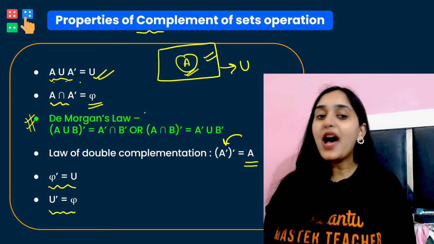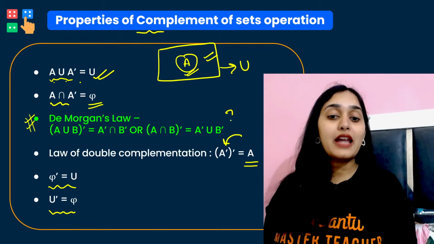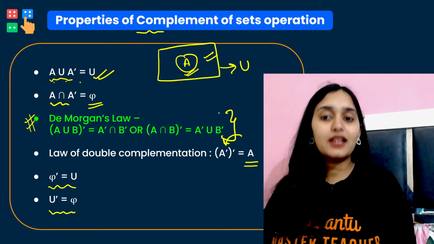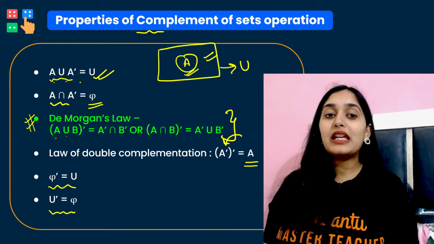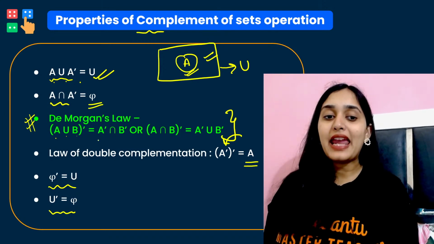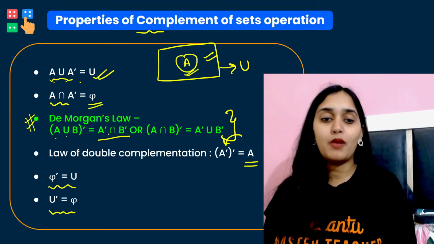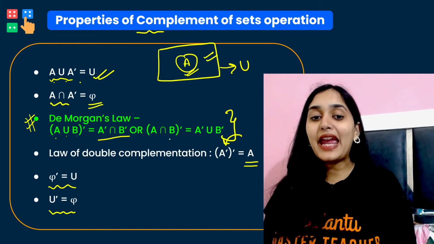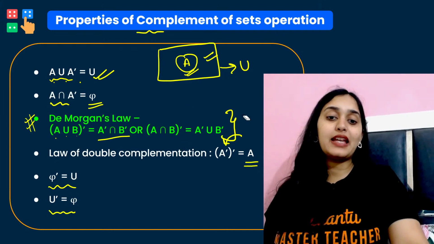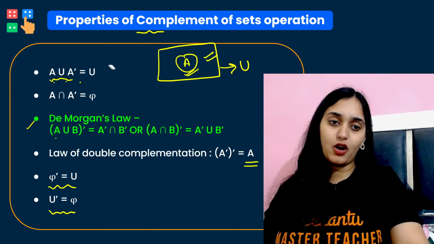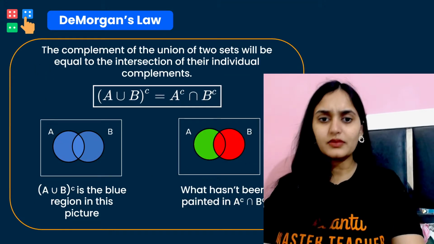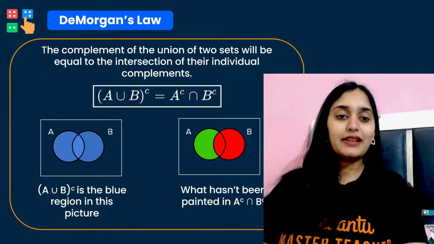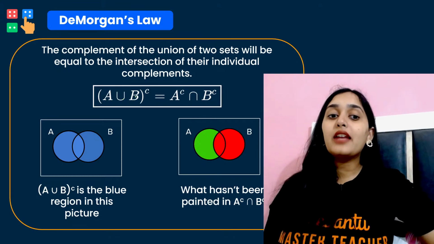Okay. Now coming to the most important law that we have, DeMorgan's law. It states that A union B complement is basically A complement intersection B complement, or A intersection B complement is basically A complement union B complement. I am removing all this so that you can note down these laws. So DeMorgan's law basically says that A union B complement.